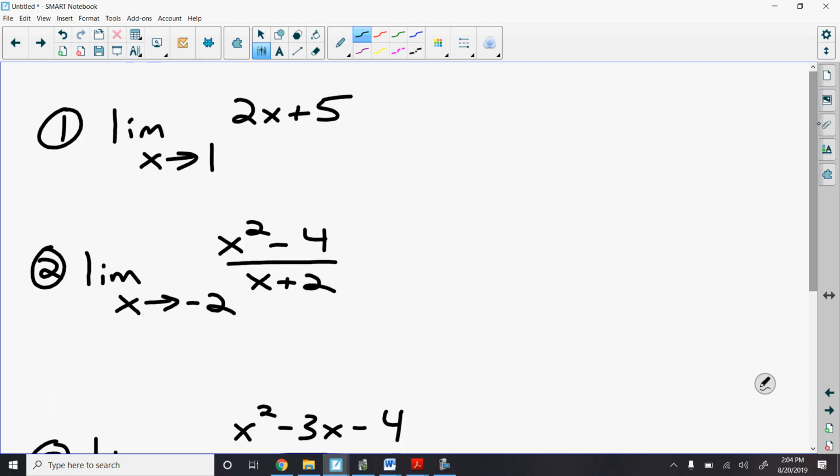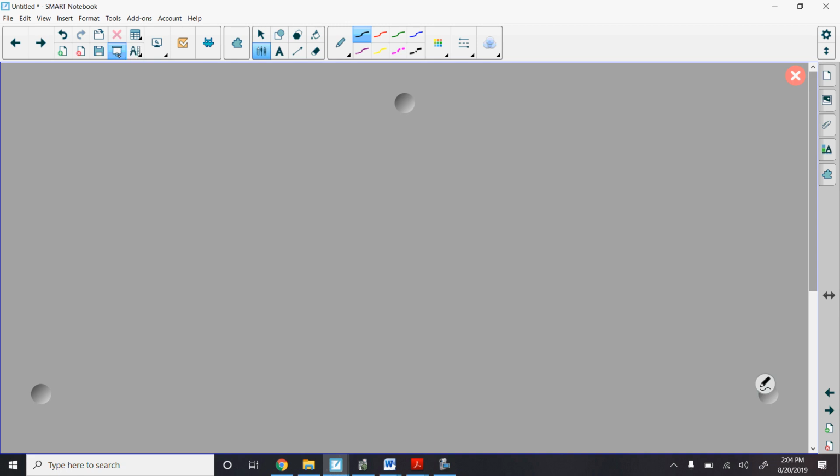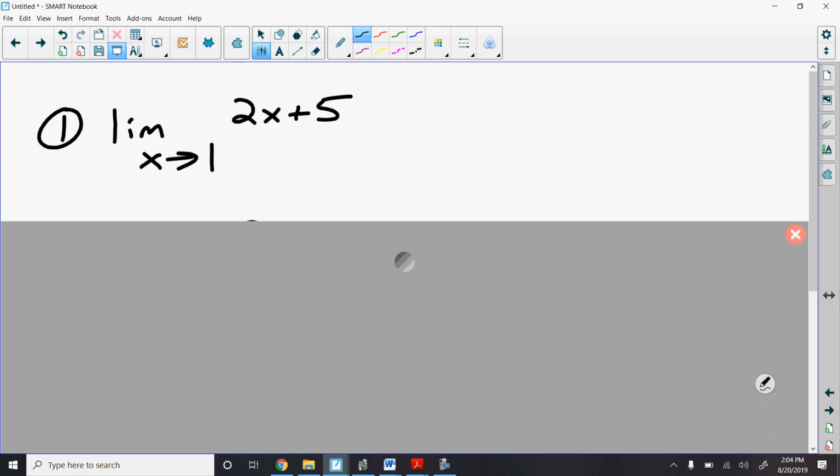So our first question here is the limit as x goes to 1 of the function 2x plus 5. When I like to learn something new, I like to go back to something that I already know. So it would be helpful to have a graph. I'm just going to use my graphing calculator to call up a graph and interpret this based on the graph.